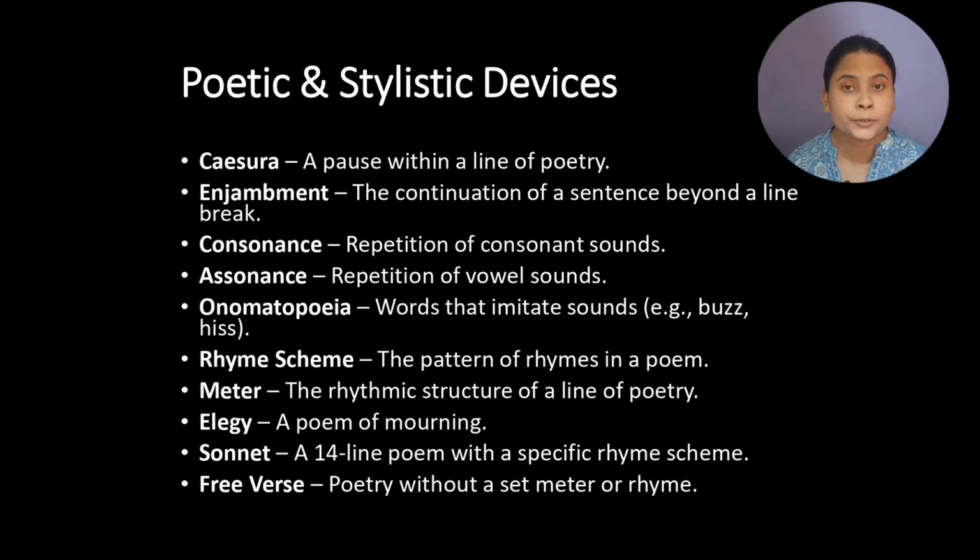Next, we have sonnet. So, sonnet is a 14-line poem with a specific rhyme scheme. For example, Shakespeare's sonnet follows the rhyme scheme that I talked about earlier, ABCDEFG pattern. So, it's a sonnet, that is a 14-line poem with a specific rhyme scheme.